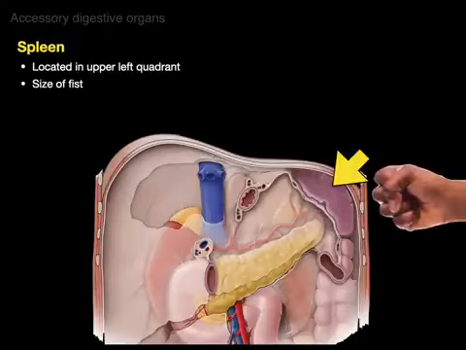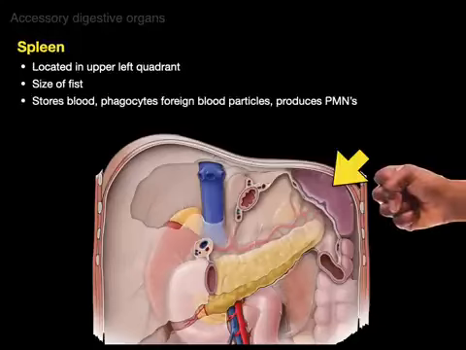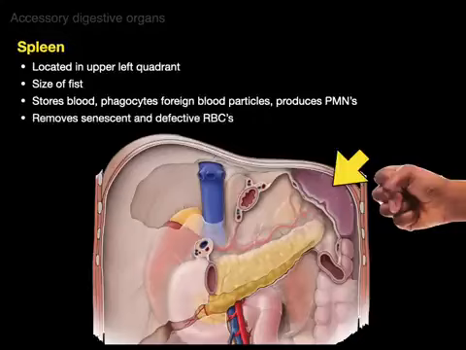It's about the size of a fist, and it stores blood and phagocytizes foreign blood particles, and it produces PMNs. And its other big function is it removes senescent and defective red blood cells.